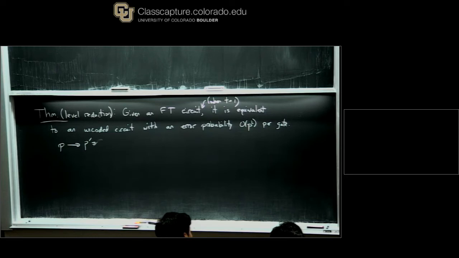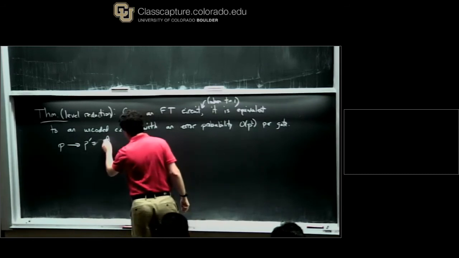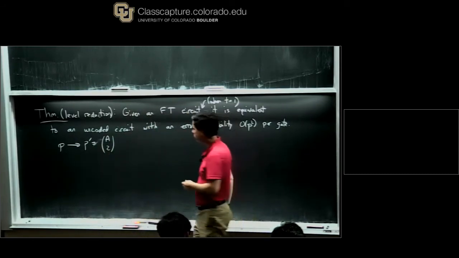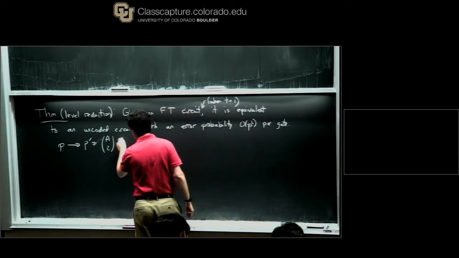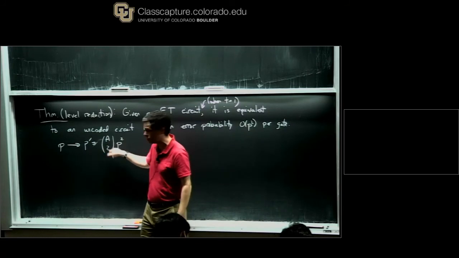Now, of course, it's true that not all pairs of locations are going to cause a problem, but at this level of precision, we're not going to worry about that. We're going to say that any pair of locations could cause a problem. So how many pairs of locations are there? Well, if there's A locations in the XREC, then there's A choose 2 pairs of locations. And so the effective error probability is then A choose 2 p squared.